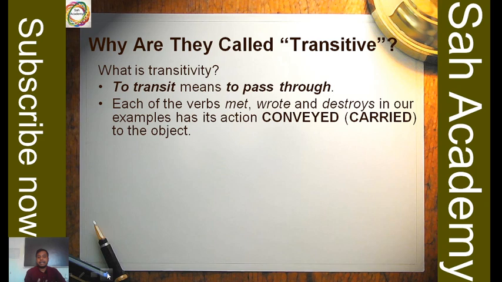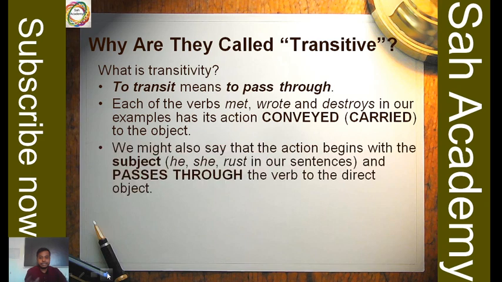We might also say that the action begins with the subject, he, she, rust in our sentences, and then passes through the verb to the direct object. What was the sentence?